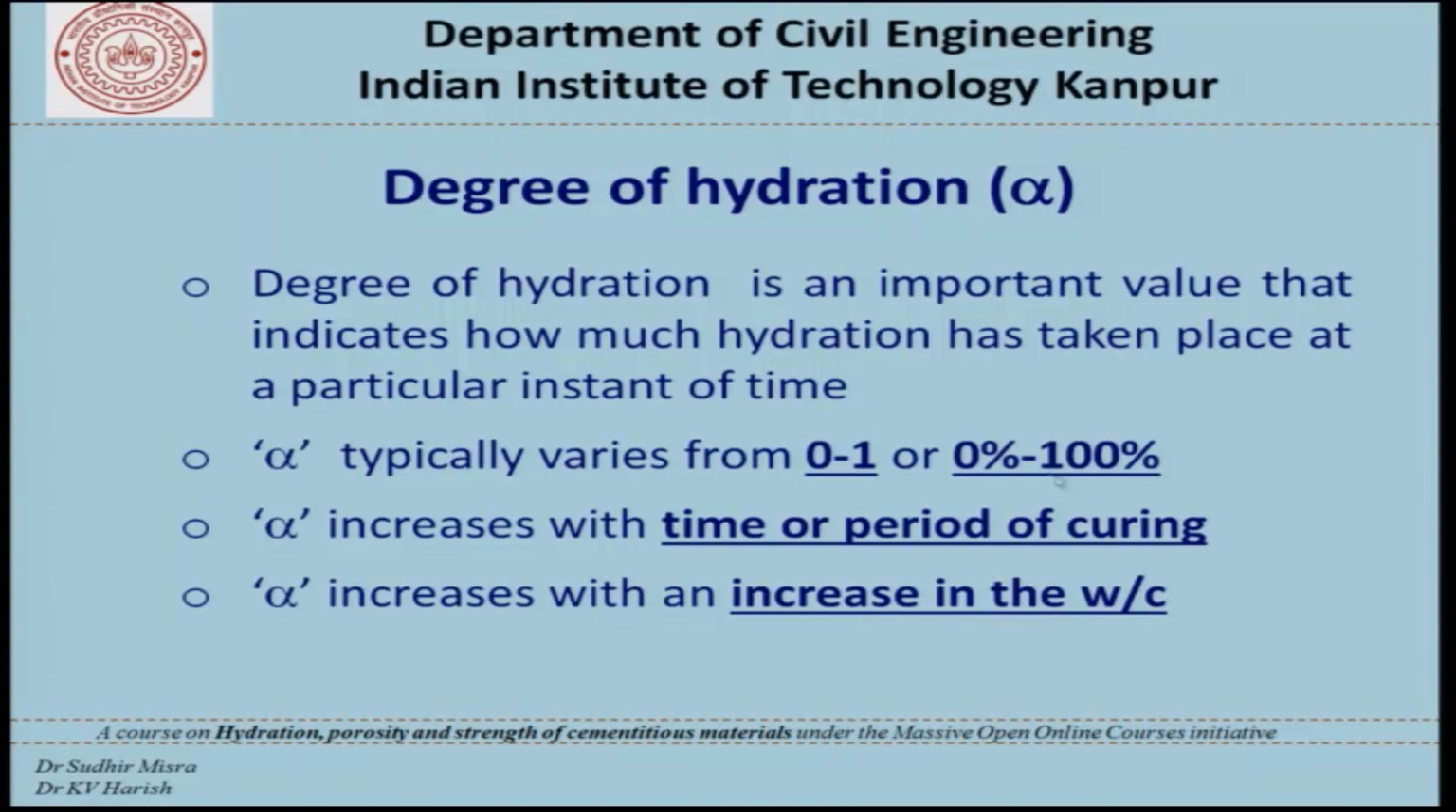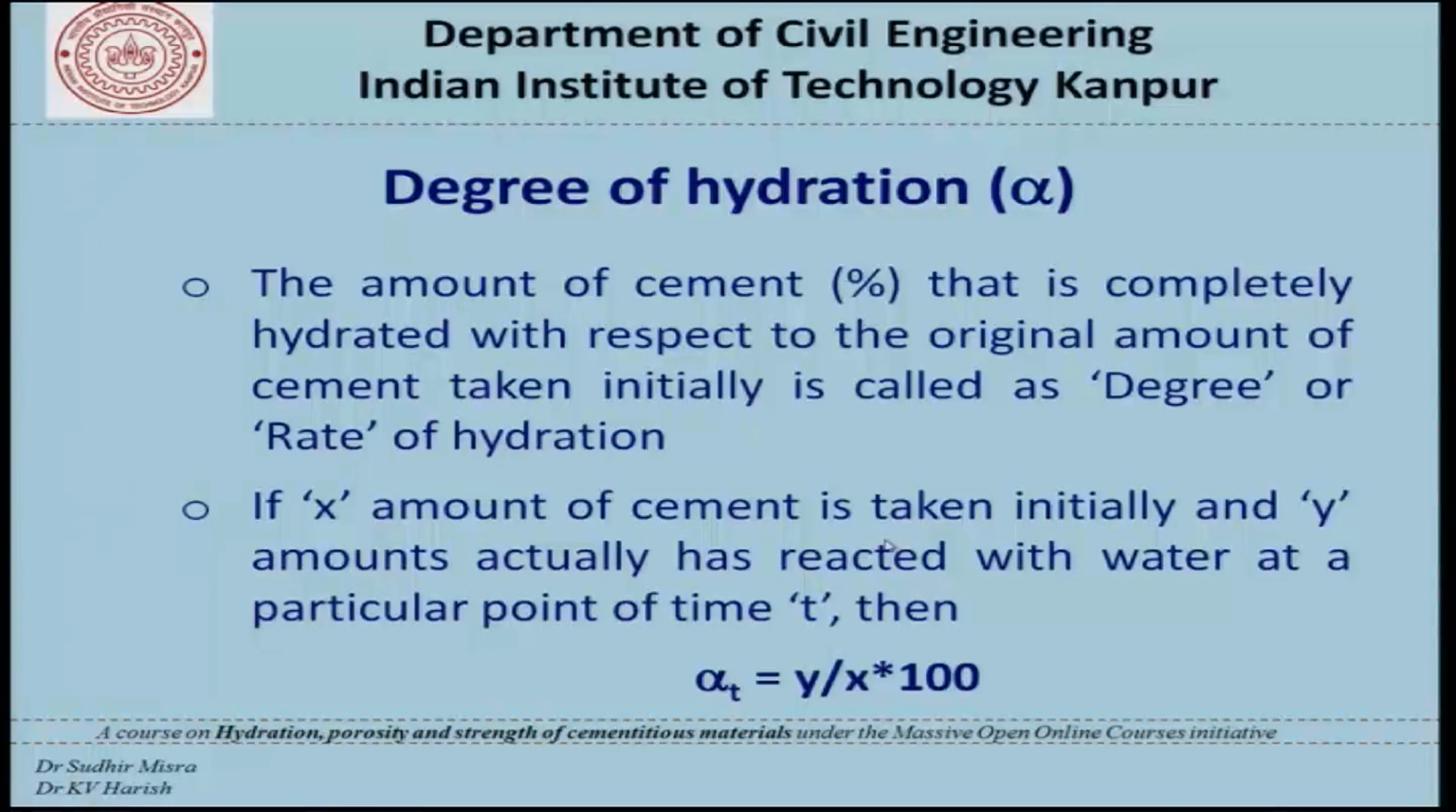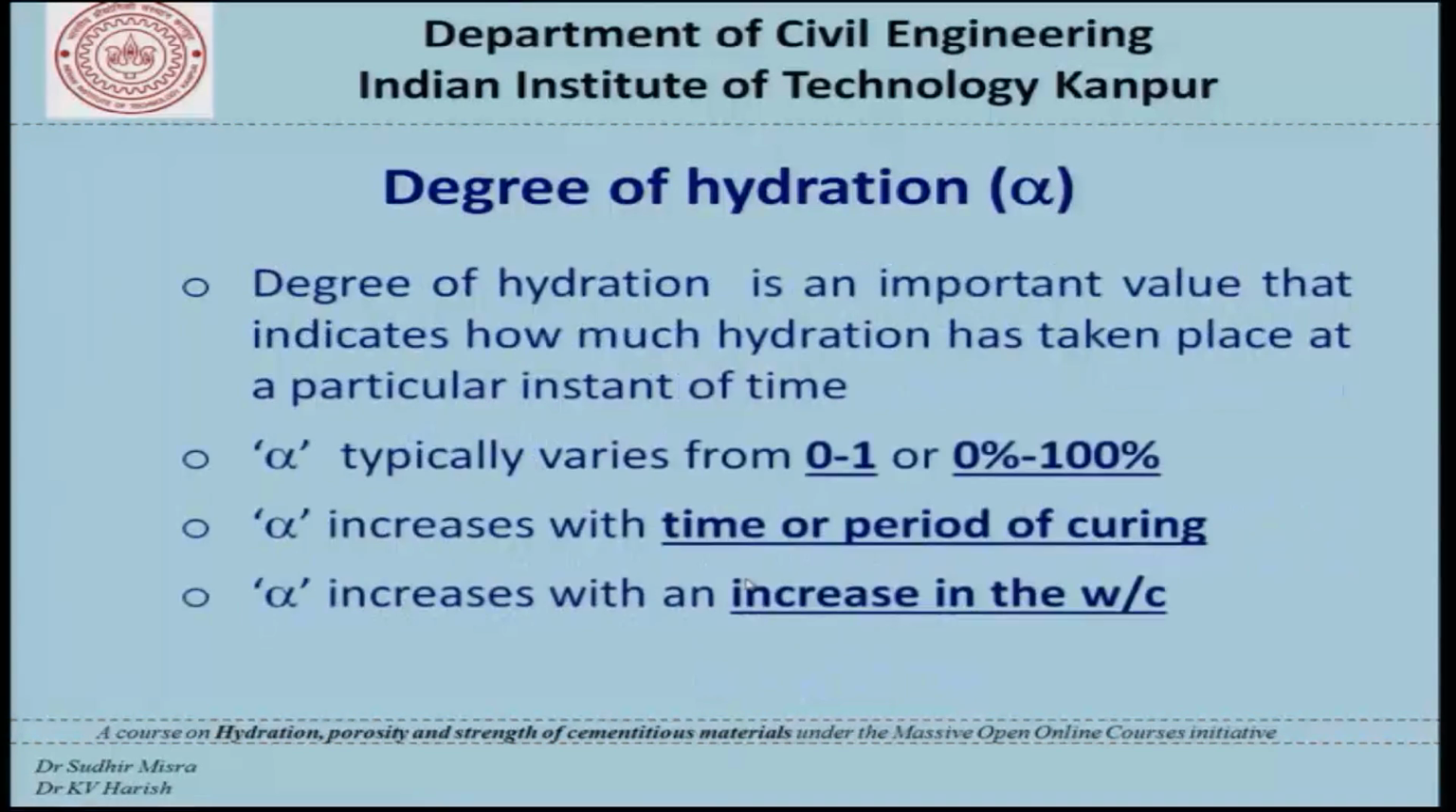So, 100% is something that is hypothetical, which is usually difficult to achieve even after 1 or 2 years of curing. So, alpha typically varies from 0 to 1 or 0% to 100%, 100% taken to be a hypothetical value. In addition to that, alpha also increases with time or period of curing. As we have already seen in this formula, alpha is a function of T. With the time, alpha changes.